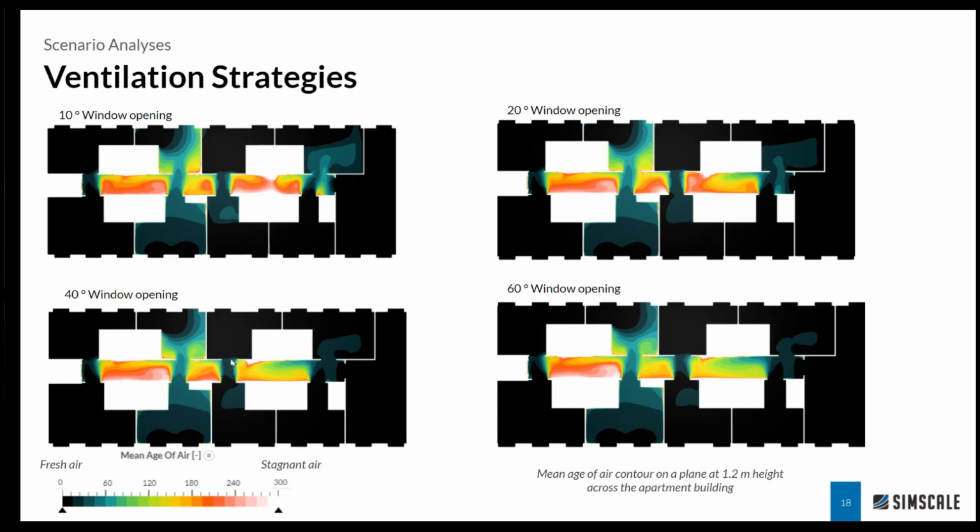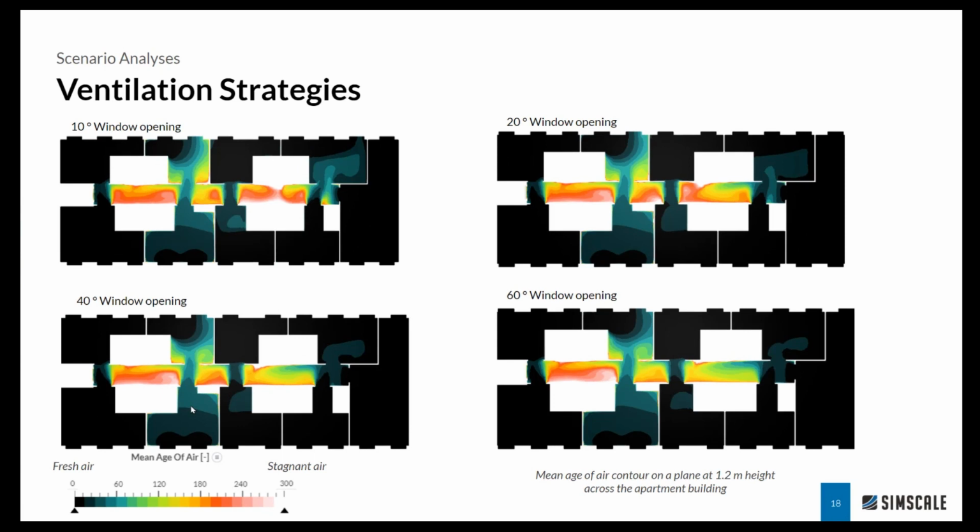Here the pattern remains the same. By increasing the window opening angle, you can see a good amount of improvement for some of the rooms here near the kitchen. But after a certain amount of opening, there are no significant changes in the mean age of air or the amount of fresh air that is brought into the system. For a good ventilation strategy, we need to consider each and every aspect of the prevailing wind conditions.